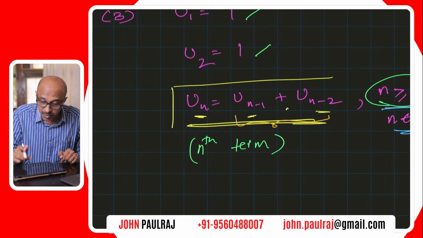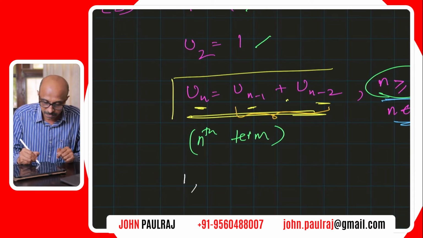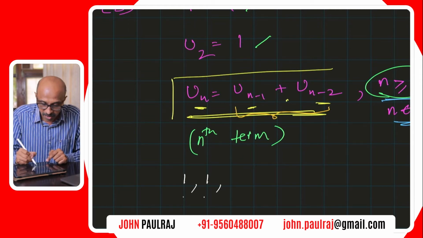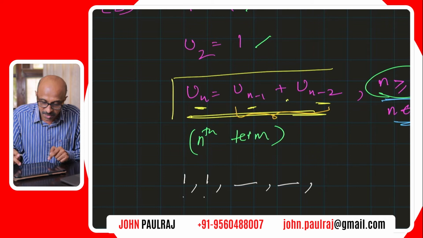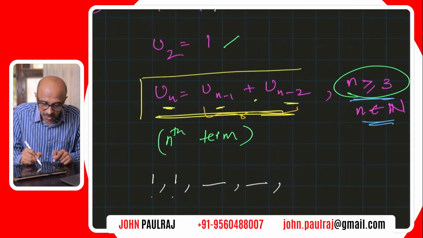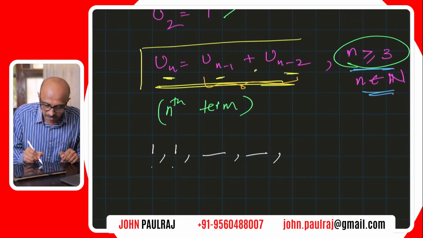The first two terms are given to us, which means the sequence is going to look like this: 1, that's the first term given to us, and 1, that's also the second term. For the third term onwards, we are going to make use of this formula. And what does this formula say? It's the sum of the previous two terms. So for the third term, the sum of 1 and 1 should be 2.